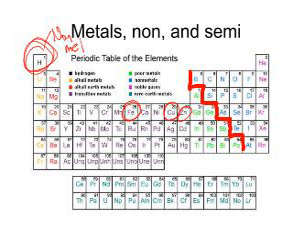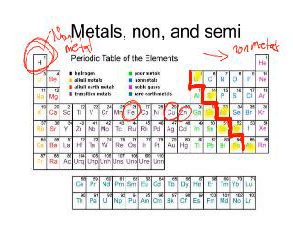You know what a metal is. Hydrogen, not a metal. The guys on the right-hand side are nonmetals. And then there's the guys that are on the stair step itself. So the ones I'm coloring in yellow are semimetals.